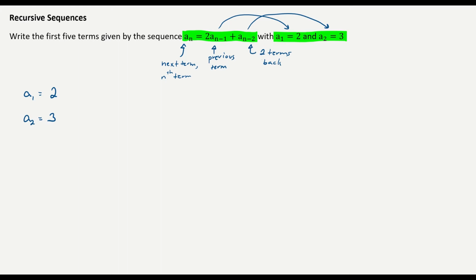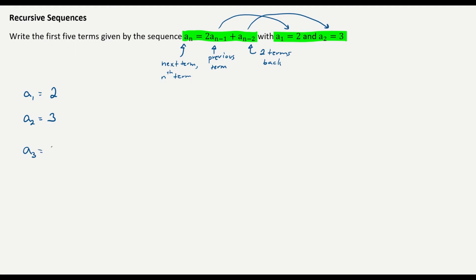If my formula did not have this right here and it only called the previous term, well then I would only need 1 starting term, because I'd only have to reference 1 term back. But in this case, we reference 2 back, so here we are. So now we can try and find a sub 3.